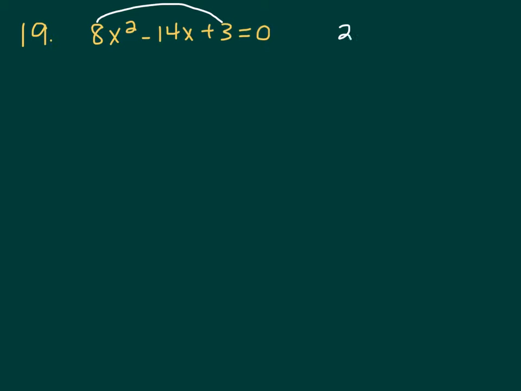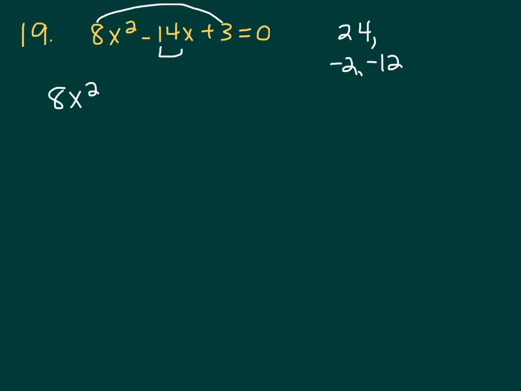So we need two numbers that multiply to give us 24 and add to give us -14. Since the product is positive and the sum is negative, both numbers are negative. So I'm looking for two numbers that add to -14. We got -2 and -12, and that works. They multiply to give you positive 24, add to give you -14. So that's what we're splitting -14 up into, so we can factor by grouping.